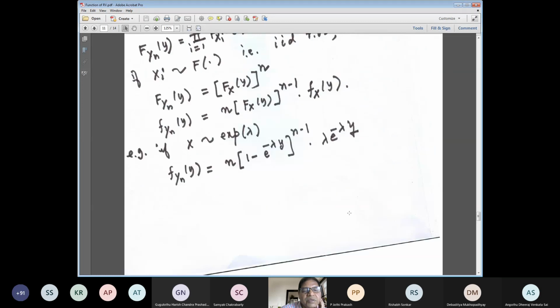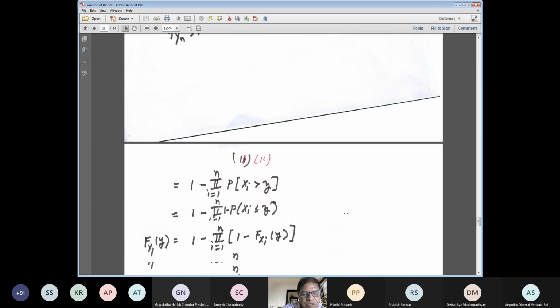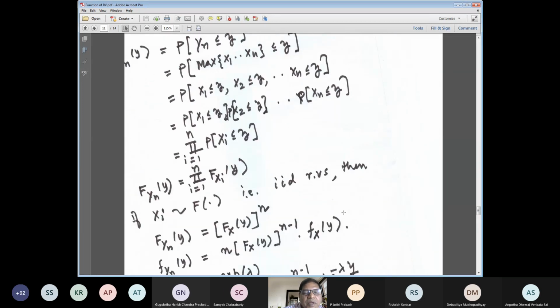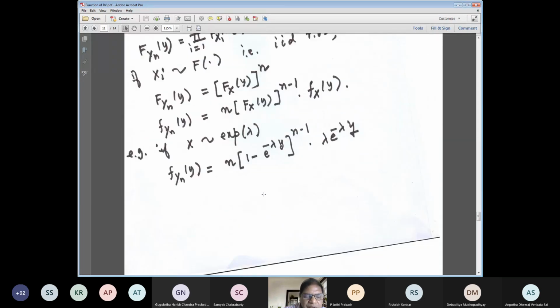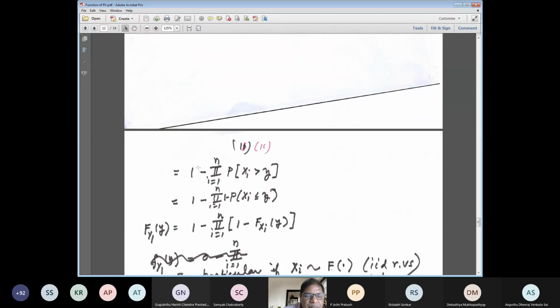Actually, some mistake is there. So you come to this page. This I can write as the product, i equal to 1 to n, of the probability Xi greater than y. You come to this page.